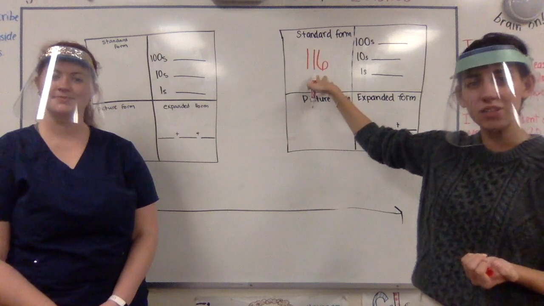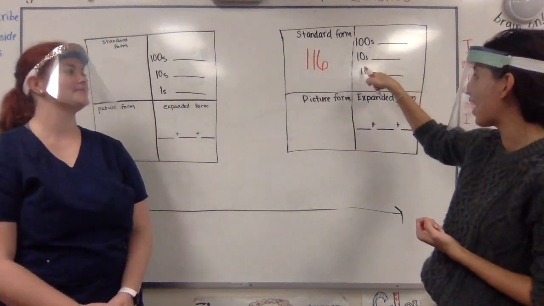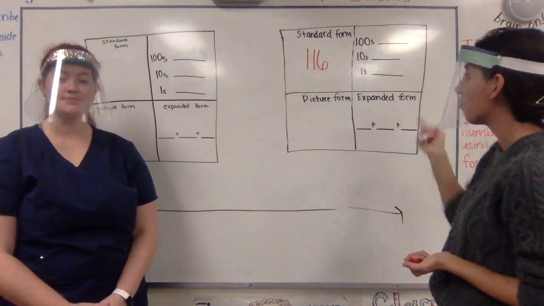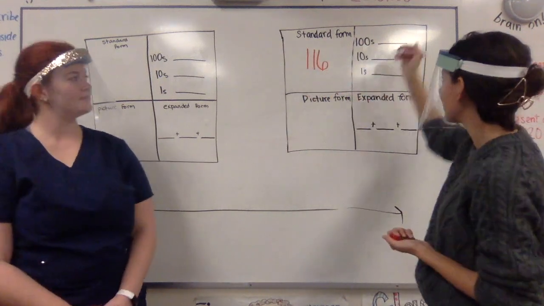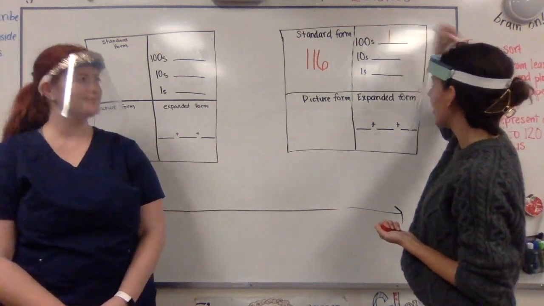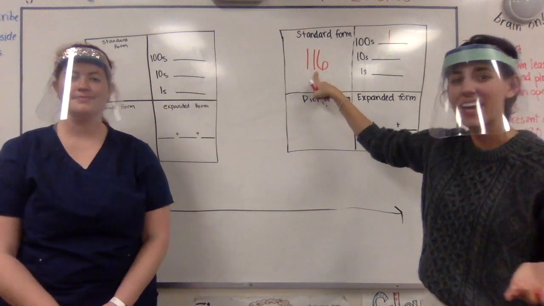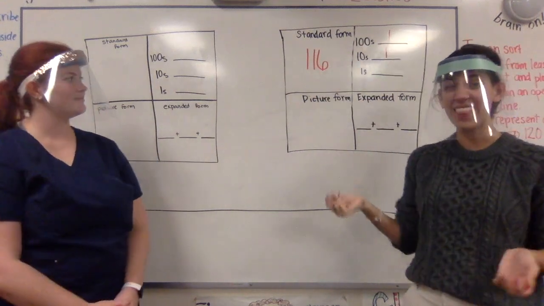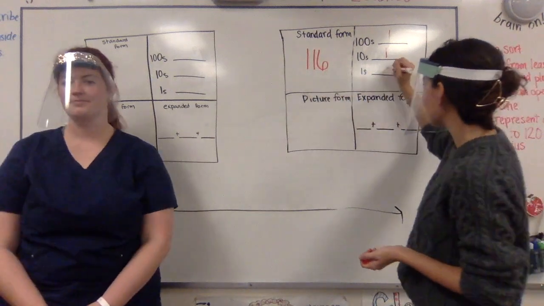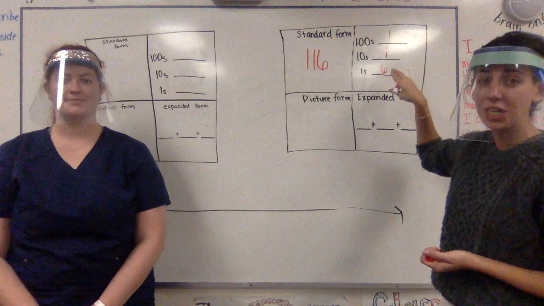Now looking at the standard form of this number, I have to figure out how many hundreds, how many tens, and how many ones I see in this number. So starting at the left, this is our hundreds place. I can see that I have a 1 in the hundreds place. And then we have the tens place. Oh, and I have another 1 in the tens place. And then in the ones place, I have a 6. So remember, this is not how much it's worth.